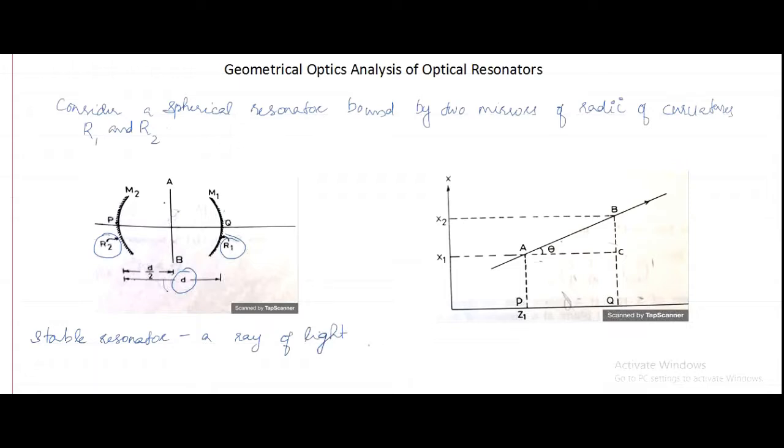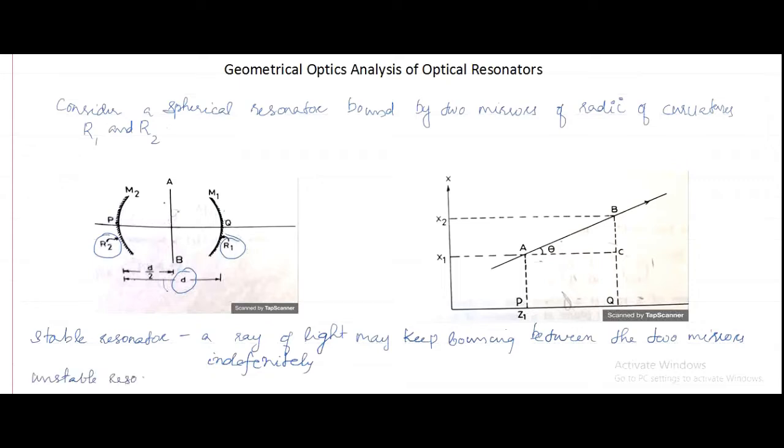In a stable resonator, a ray of light may keep bouncing between the two mirrors indefinitely, because of the periodic focusing provided by the spherical mirrors.